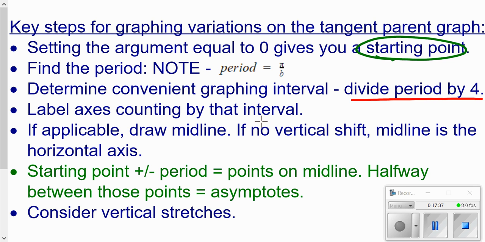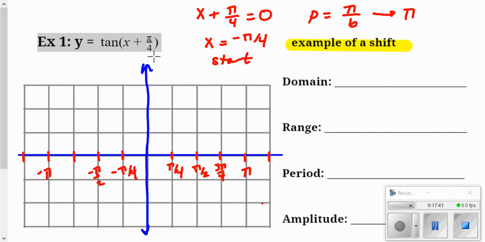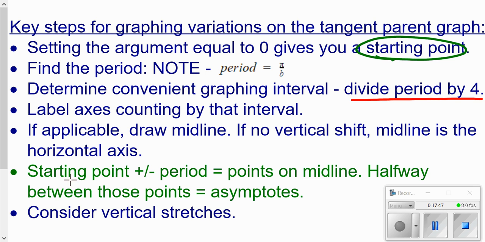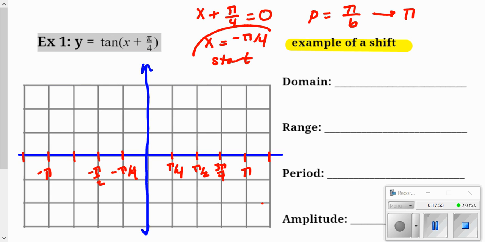Label the axes, we did that. If applicable, draw a midline. Do I have a vertical shift? I do not. Okay, so my midline is going to be my x-axis. And then it says, go from your starting point plus or minus the period. So my starting point is negative pi over 4. The period was pi. So I'm going to have a point here, and then another one pi units later.